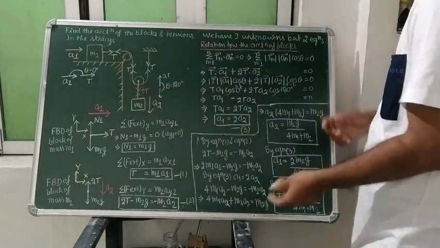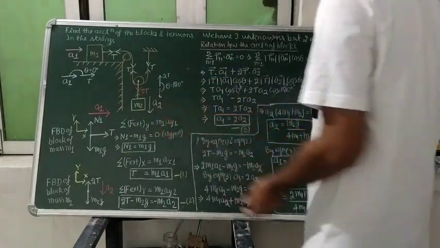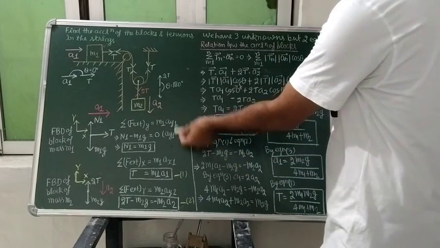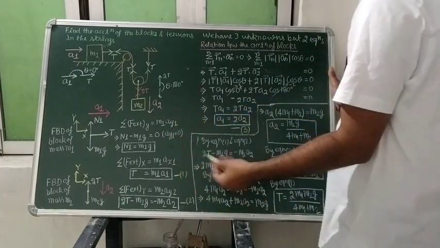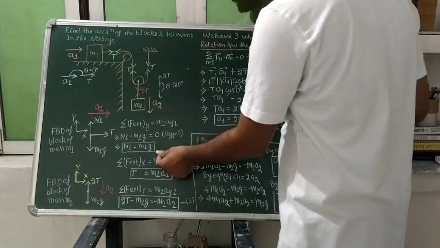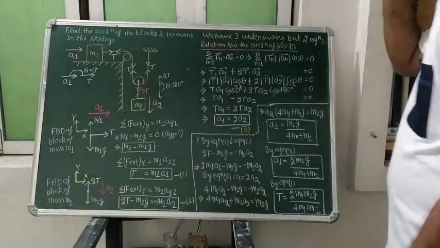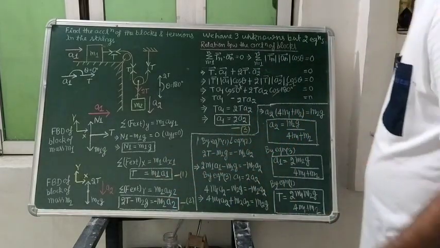The sum of all that should be equal to what? Mass times the acceleration. So no acceleration is present in y direction, so the right side will become equal to 0, and from here what will we get? This N1 will be equal to M1g.